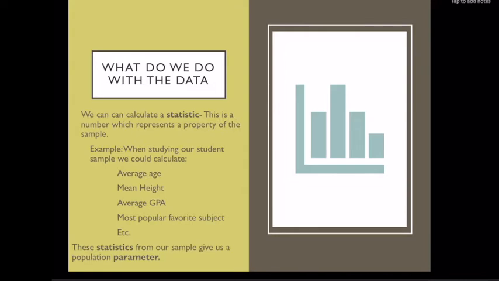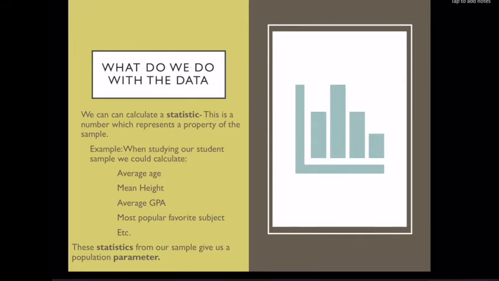So for example, if we're taking a sample of students, we could calculate the average age, the mean height, and average and mean are things we're going to define in a minute. The average GPA, we could keep track of which is the most popular favorite subject. So everybody loves math and not English. I don't know. That's probably a lie. But what we do is these statistics, as long as we have chosen, I'm going to say it again, a representative sample, that gives us a lot of information about our population parameter.